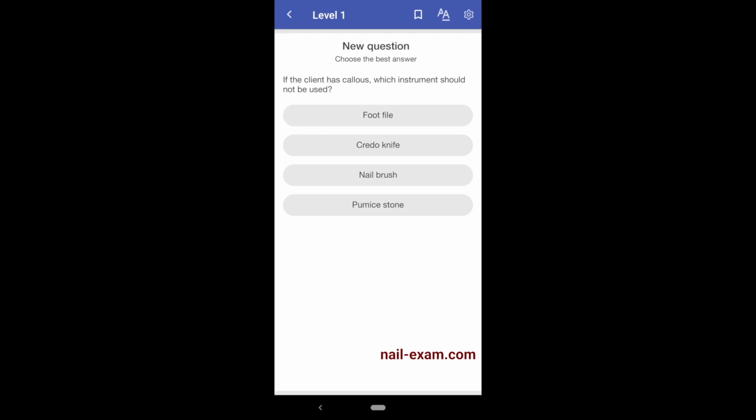If the client has callus, which instrument should not be used? Answers: A. Foot file. B. Credo knife. C. Nail brush. D. Pumice stone. The answer is B.